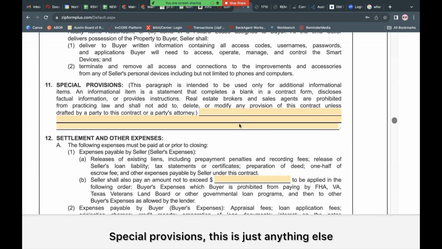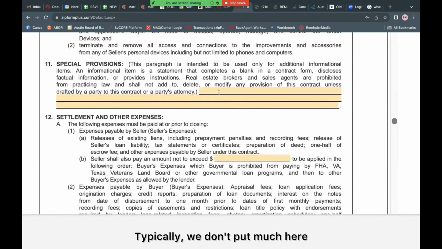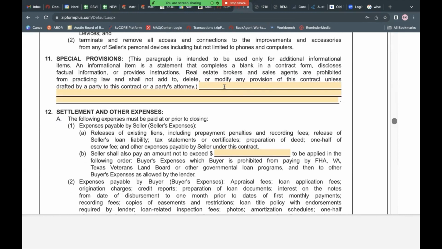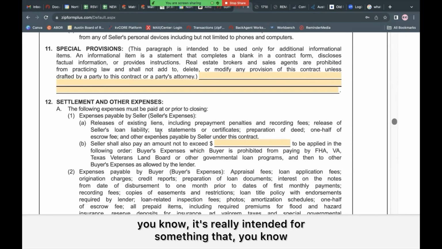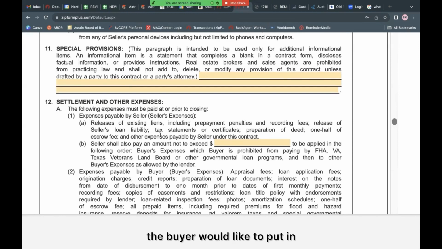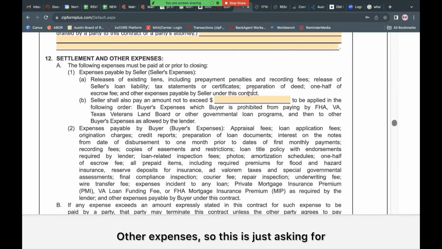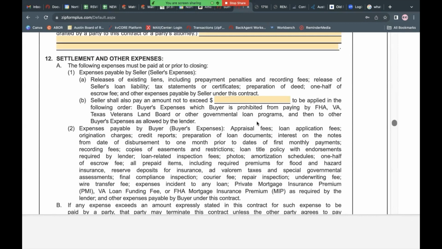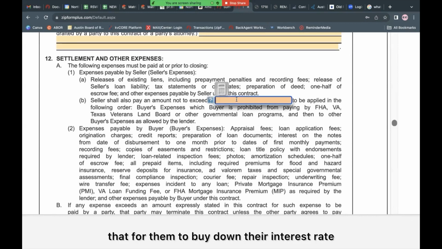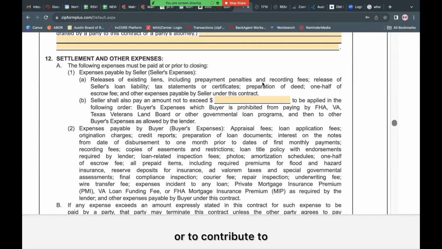This is just anything else that isn't in this contract form. Typically we don't put much here, but it's really intended for something that the buyer would like to put in or the seller would like to put in. Other expenses. So this is just asking for additional money from them. Sometimes people do that for them to buy down their interest rate or to contribute to closing costs.